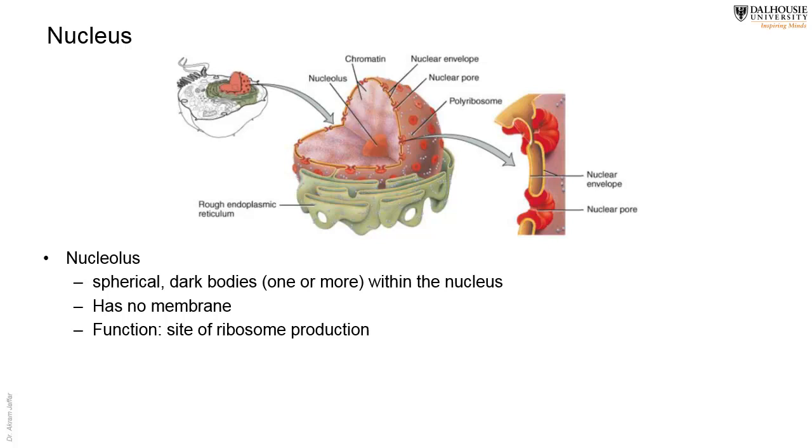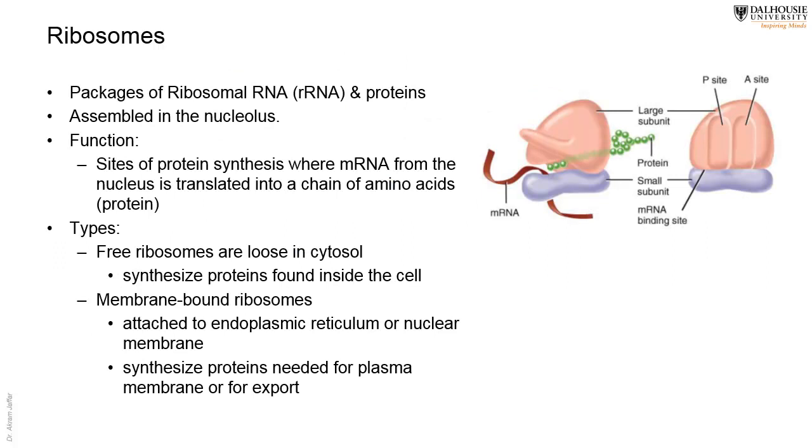Inside the nucleus, apart from the chromosomes, there is another structure which is called the nucleolus, and this is a spherical dark structure. Sometimes more than one nucleolus is present in a nucleus, and it is not covered by a membrane. It is the site of production of ribosomes. So what are the ribosomes?